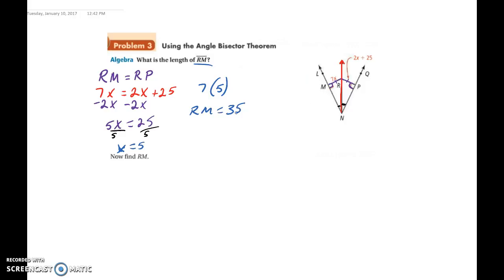Now, if you want to make sure you did this correctly, you can plug 5 back into the other one. So 2 times 5 is 10, plus 25 is equal to 35. So you know that you did this correctly since you have the same length. All right, and that's it for this video.